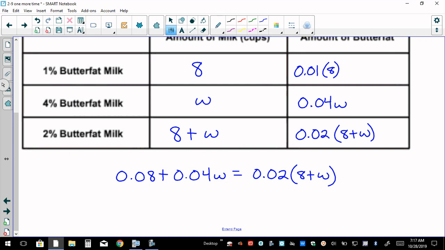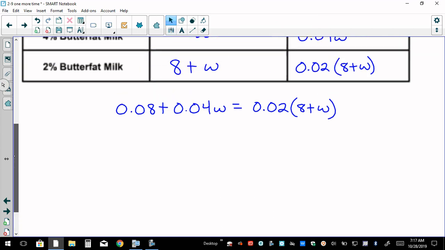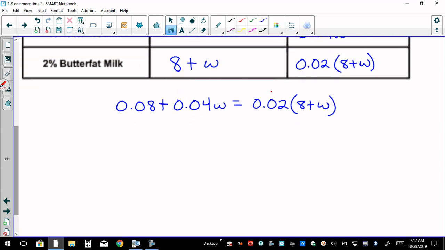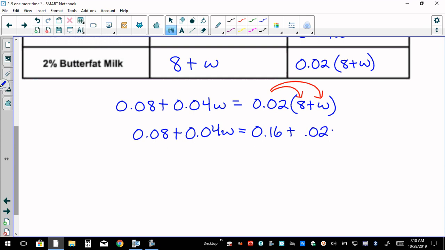So if we do the math on that, let's distribute. I have to distribute this across 2% times 8 and 2% times W. Not going to do anything for the left side. 0.08 plus 0.04W equals 0.16 plus 0.02W. Okay, because 0.02 times 8 is 0.16.